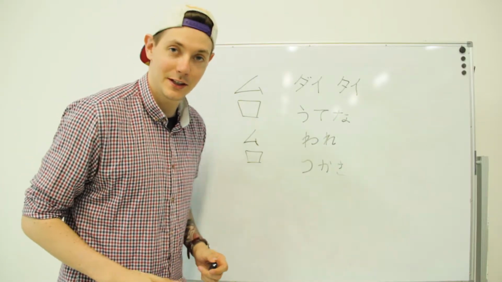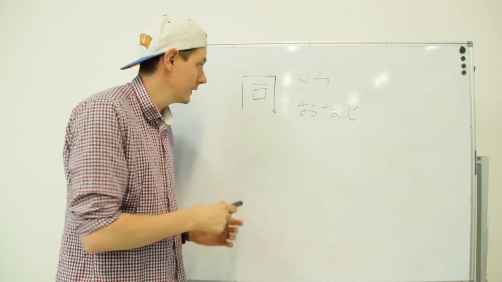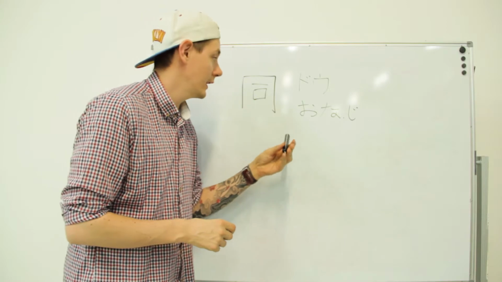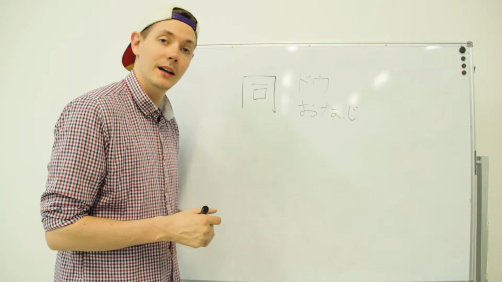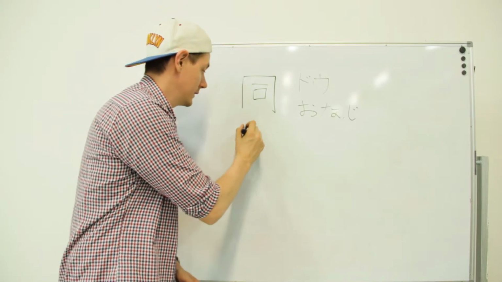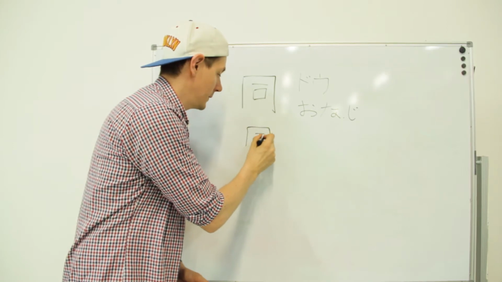There we go, last one for today. This kanji means same, agree or equal. Do is the onyomi reading, and ona from onaji, meaning the same, is the kunyomi reading. The shape's quite easy to remember and the story's quite simple too. It's just the radical we call head, number one, and then you put a mouth in it.